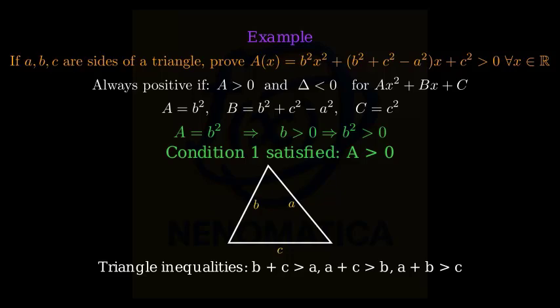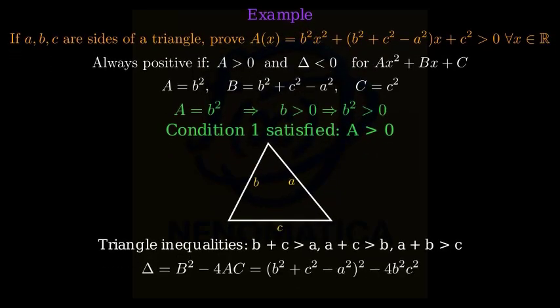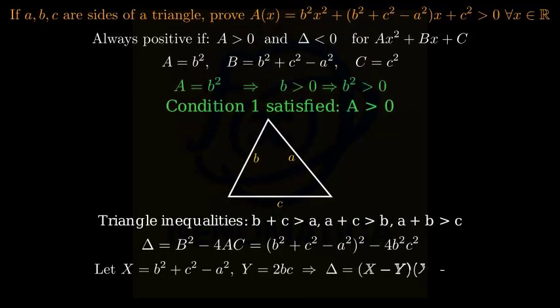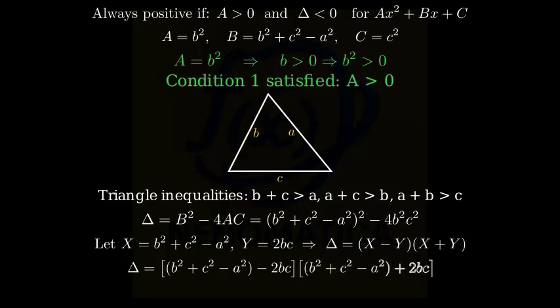Step 2. We show the discriminant is negative. The discriminant equals B squared minus 4AC. Substituting our values, delta equals (b squared plus c squared minus a squared) squared minus 4b squared c squared. This is a difference of squares. Let X equal b squared plus c squared minus a squared, and let Y equal 2bc. Then delta equals (X minus Y) times (X plus Y).